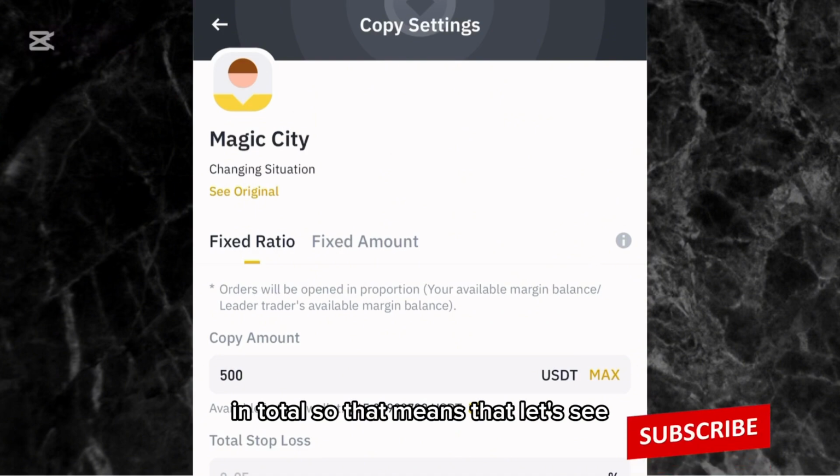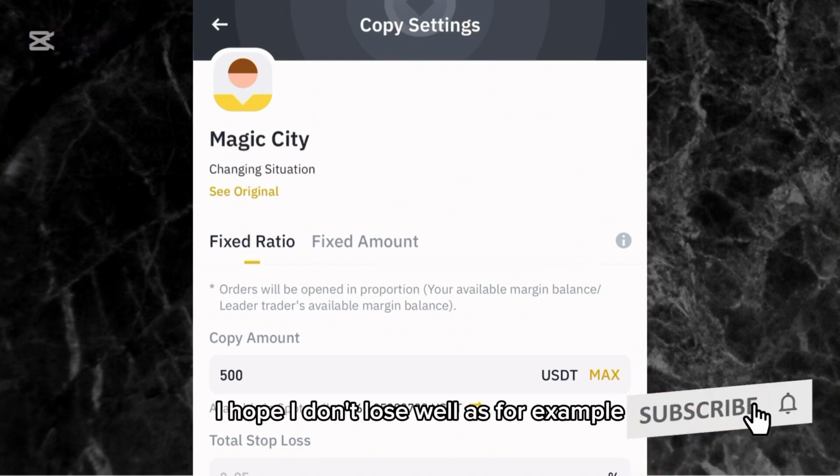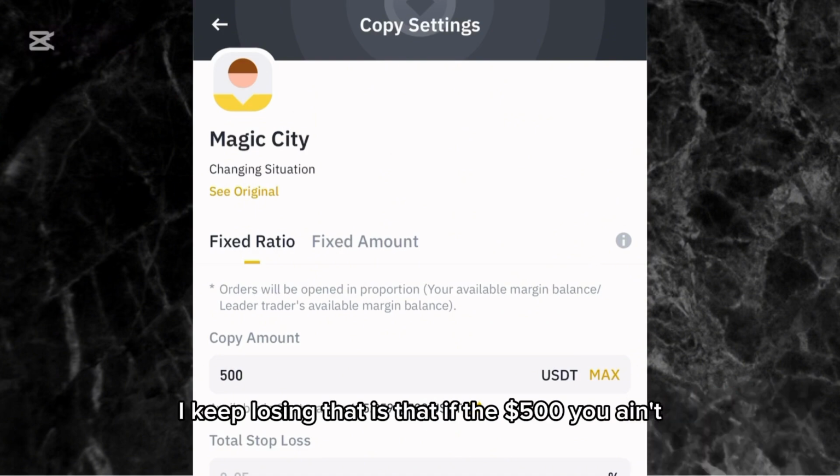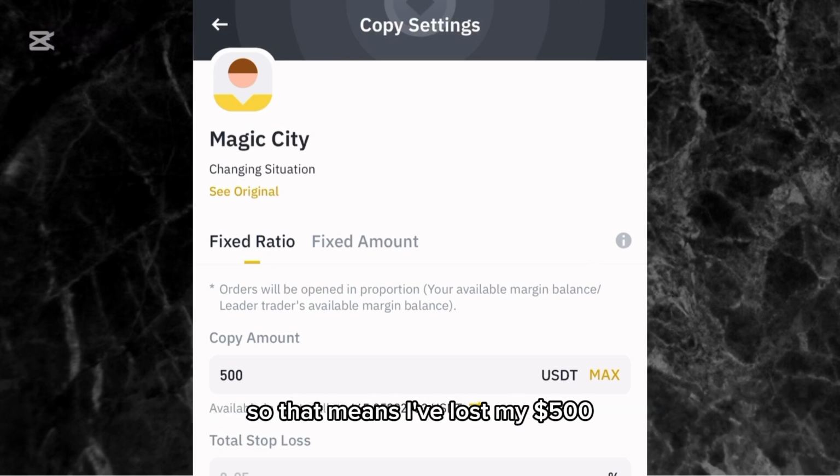So that means that, let's say for example, I keep losing. I hope I don't lose. But let's say for example, I keep losing. That means that if the $500 should end, I will stop following the trader. So that means I've lost my $500.